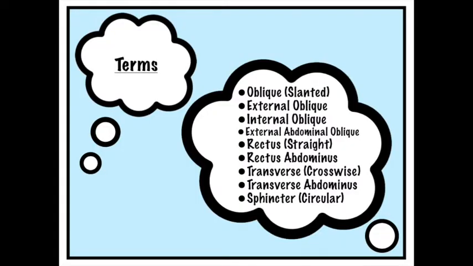A sphincter is a ring-like muscle that tightly constricts the opening of a passageway. A sphincter is named for a passage involved. For example, the anal sphincter closes the anus.